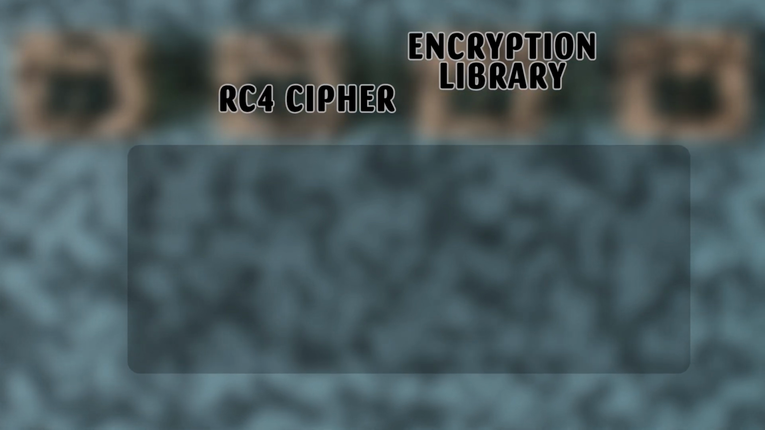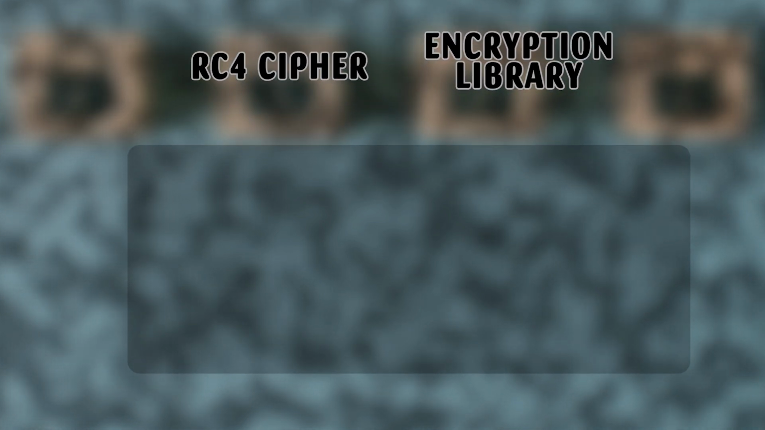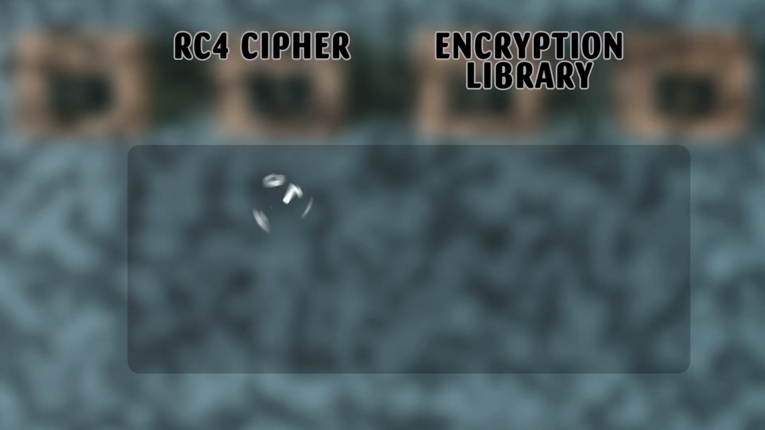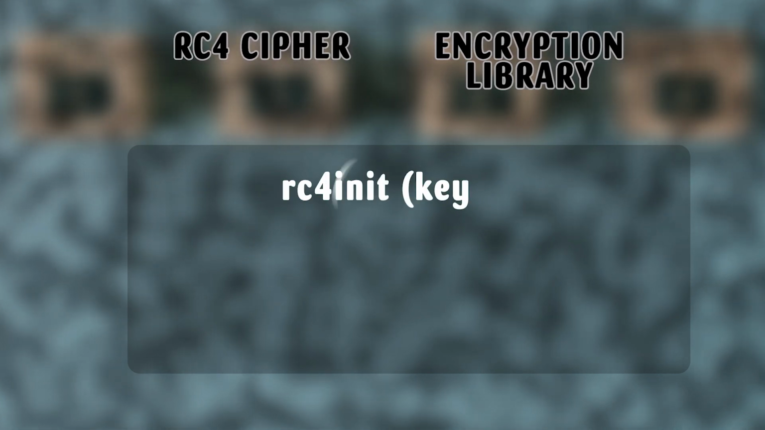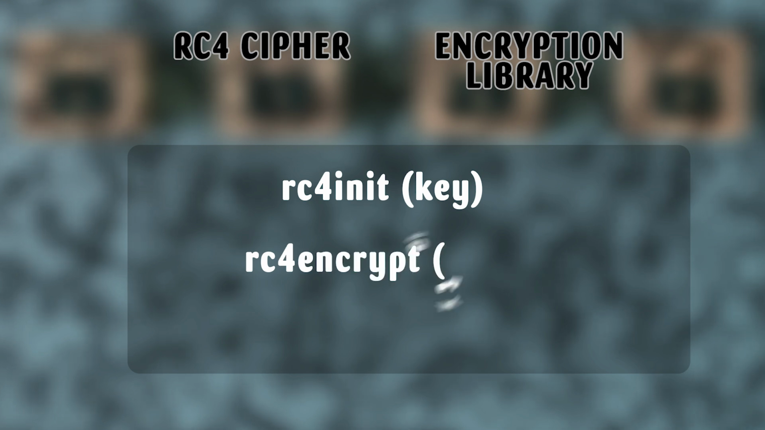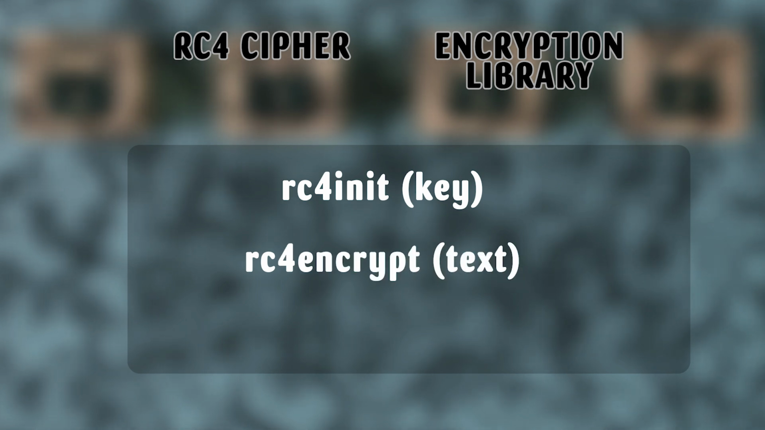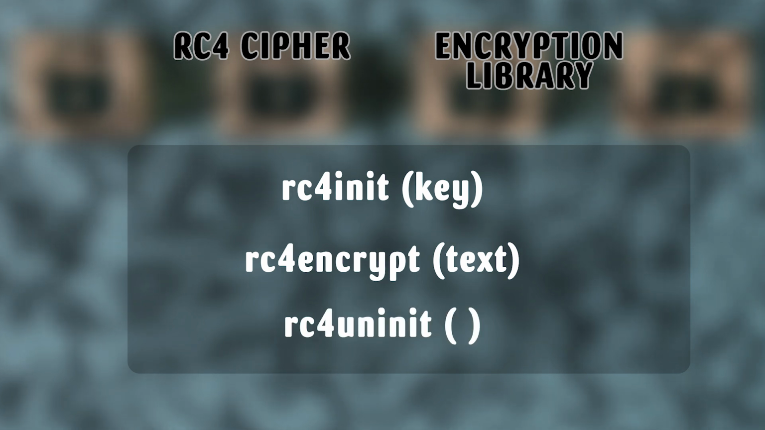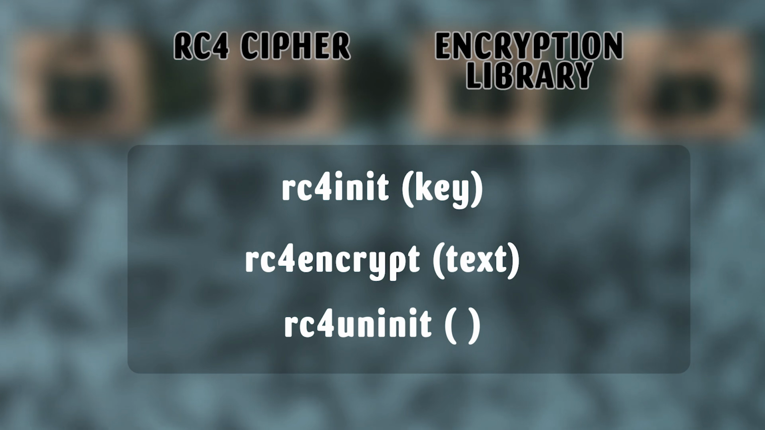In this episode, we are gonna code our own encryption library. It is loosely based on the ARC4 cipher, but with some improvements which makes it more secure. We're gonna expose a couple of functions from our library: an initialization function which takes a key as an argument, an encrypt function, a decrypt function, and finally an uninitialization function. So it's very easy to use, and let's get started.